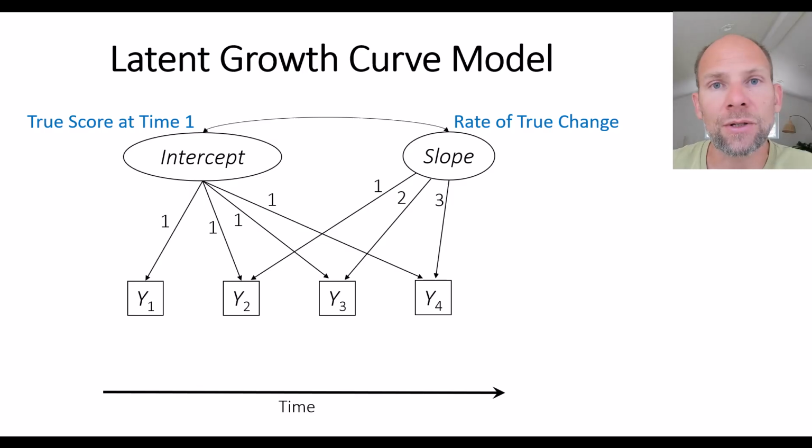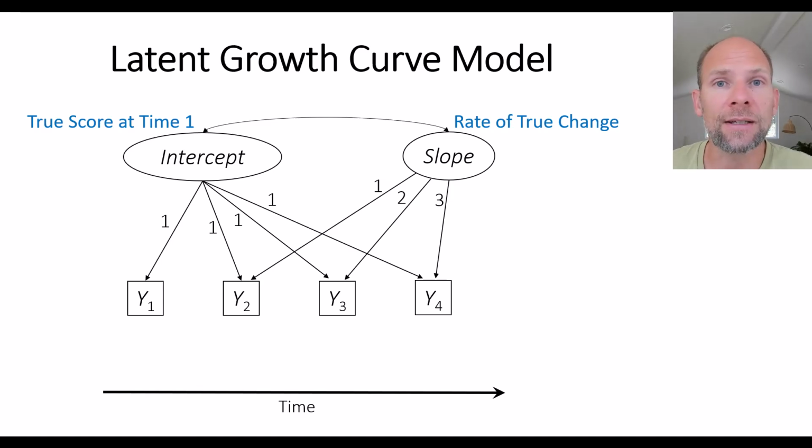The intercept and slope factors can be correlated, so we're typically estimating the covariance between the two as a free model parameter, and we also estimate their variances as a measure of individual differences in true scores at time 1 and individual differences in the rate of change.